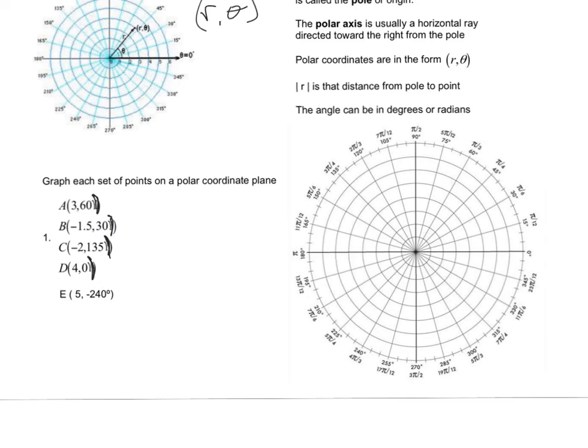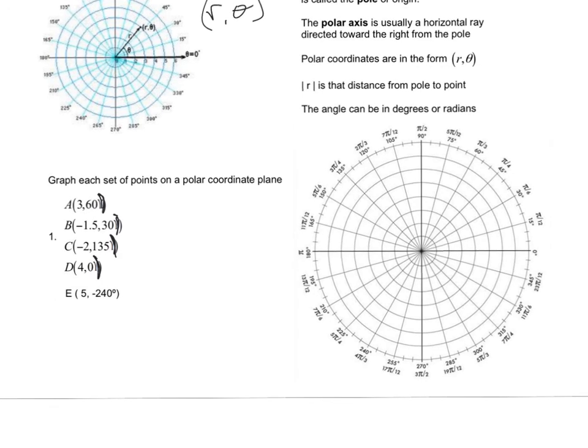So I'm just going to go through and do point A. So point A, 3, 60 degrees. So I'd go to the 60 degree line. So right here, go to the 60 degree line. The pole is the origin, and then that means you go out 3 rings on that 60 degree line. And that's where point A goes. Negative means if it's a negative r, negative radius, you shoot backwards through the pole. So you stay on the line.